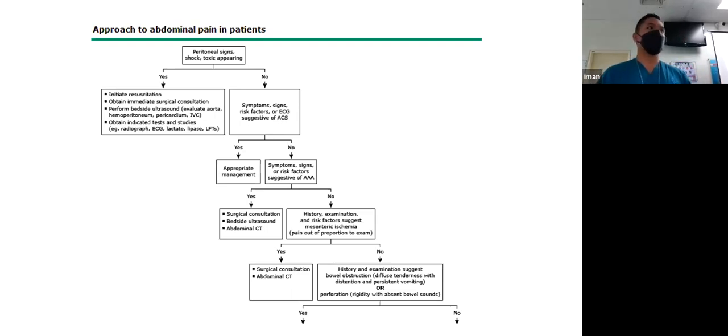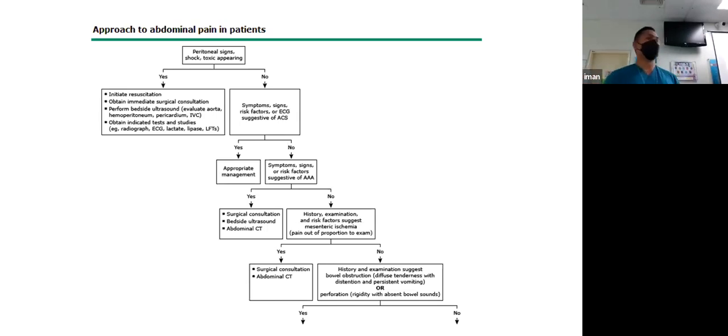Okay, thank you. So the risk factors are: patient with old age, more than 65 years old, history of tobacco smoking, positive family history, and atherosclerosis. So this patient has risk factors for AAA. If yes, then we will consult surgical, and the best diagnosis is through CT. Otherwise, if we don't think it's AAA, our next differential diagnosis is mesenteric ischemia.